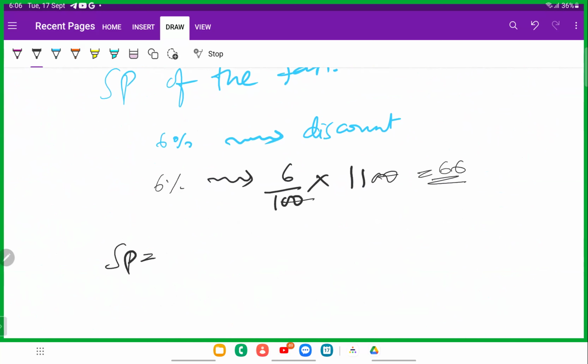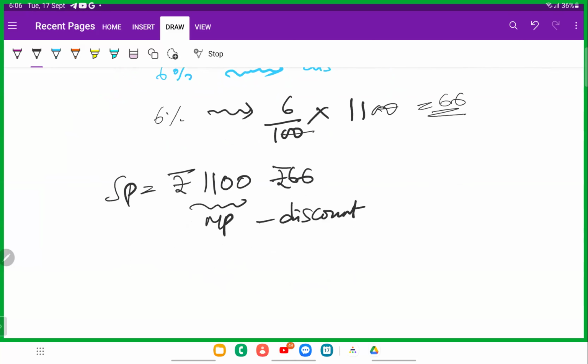So selling price is equal to how much now? Rupees 1100 minus 66. That is market price minus discount. How much are you getting? 1100 minus 66 is 1034. So the selling price is 1034.